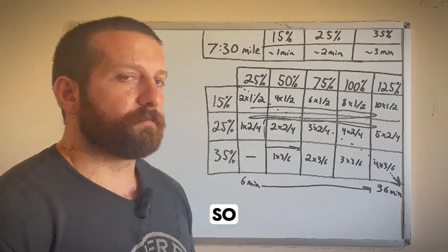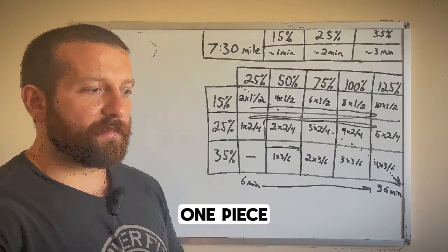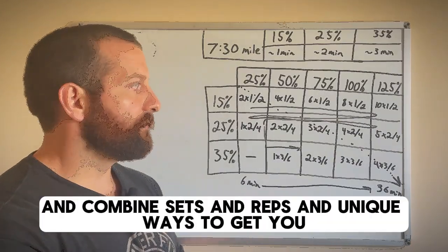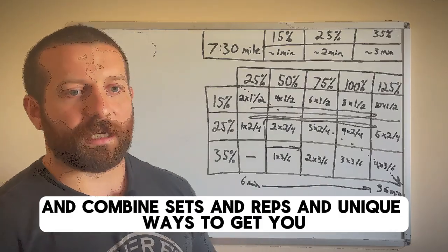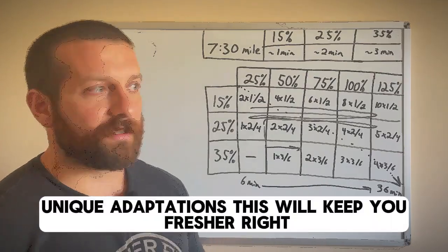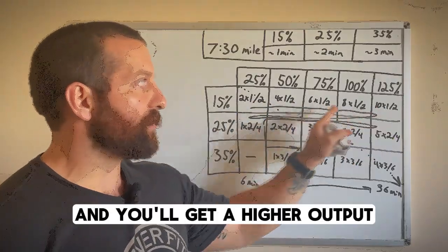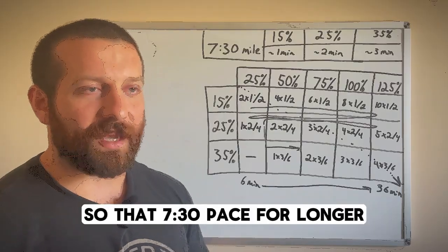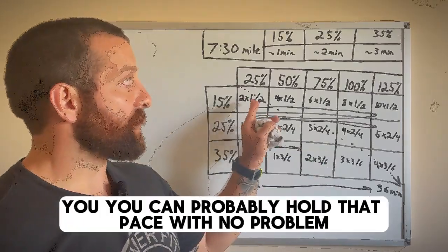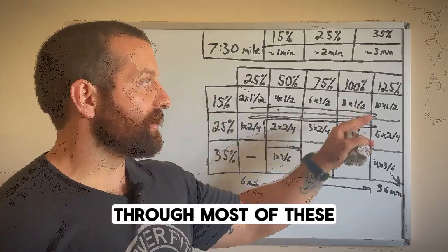Okay, so this is just a few examples of how you can manipulate one pace and combine sets and reps in unique ways to get unique adaptations. This will keep you fresher, right? And you'll get a higher output. You'll probably be able to maintain that mile pace or that 7:30 pace for longer. You can probably hold that pace with no problem through most of these.